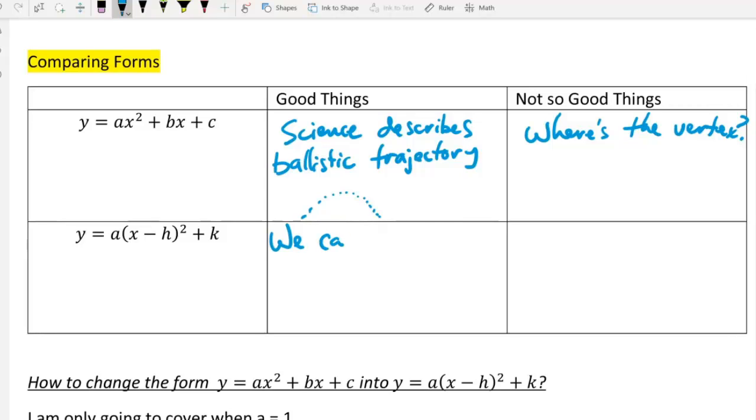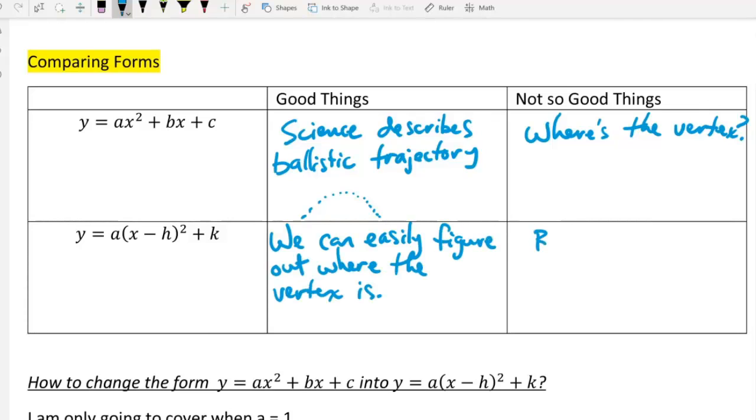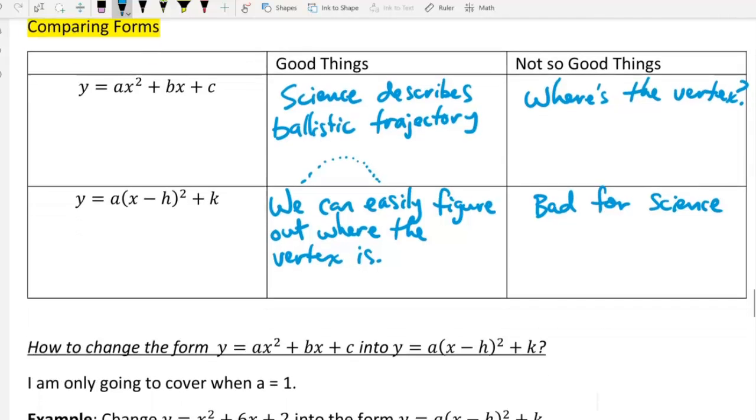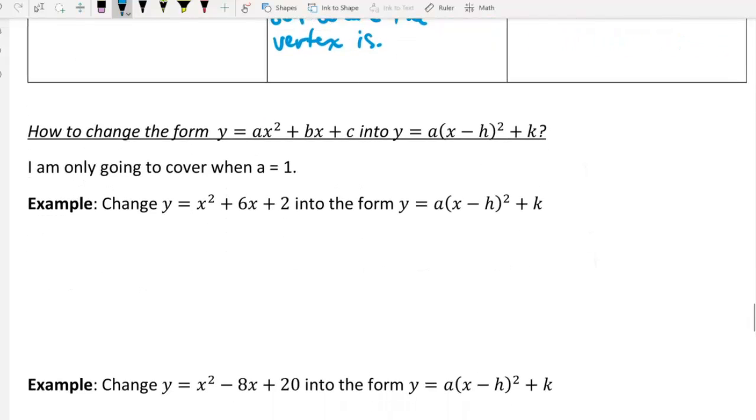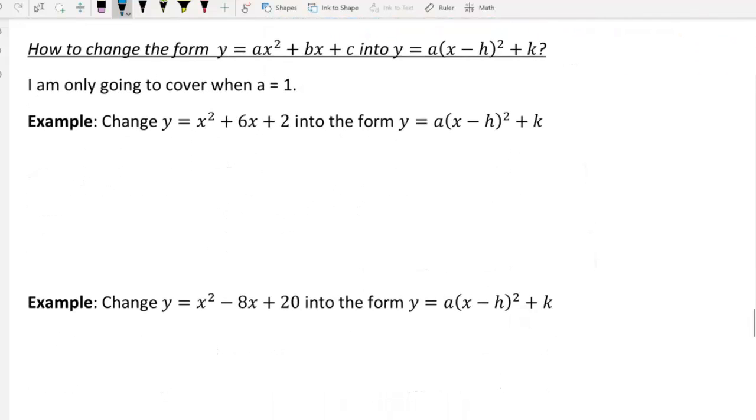We have to do some calculation to figure that out. However, with vertex form, we can easily see where the vertex is. It's the values h and k. A not so good thing is, it doesn't match up very well with the science of ballistic trajectory. So how can we convert forms? Well, the answer is we're going to complete the square.